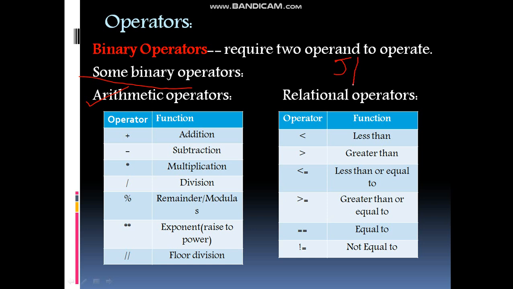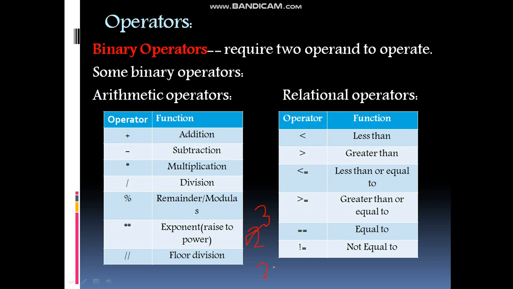Now what is the use of modulus? When we divide a number by another number, for example 5 divided by 2, you get the answer 2 and the remainder 1. If we just divide, you will get the answer 2. But if I want the remainder value, which is 1, you use the modulus operator. Modulus is used for getting the remainder when a number is divided by another number.